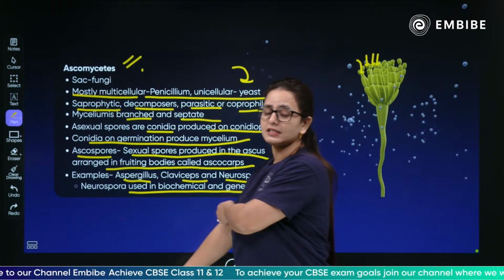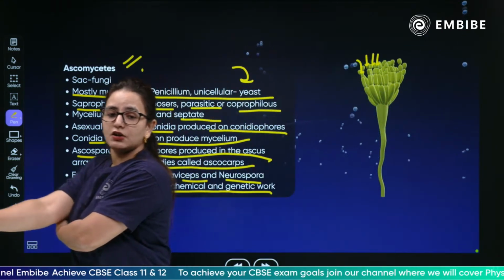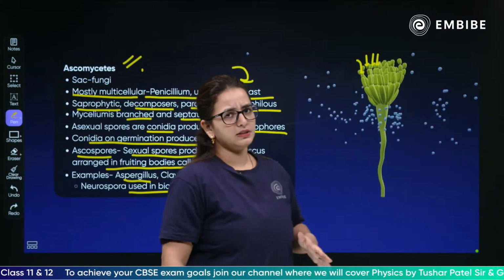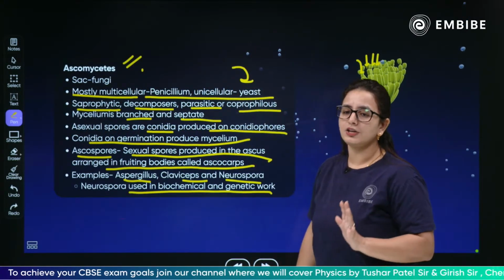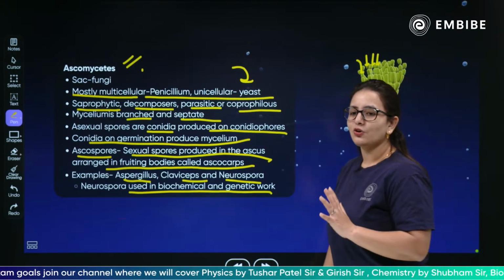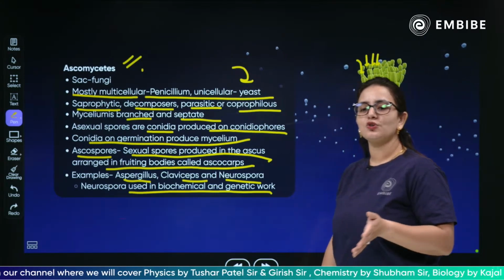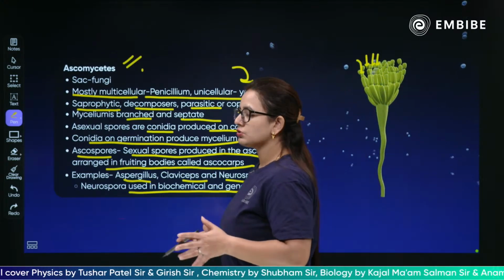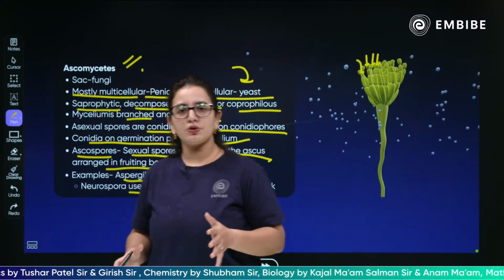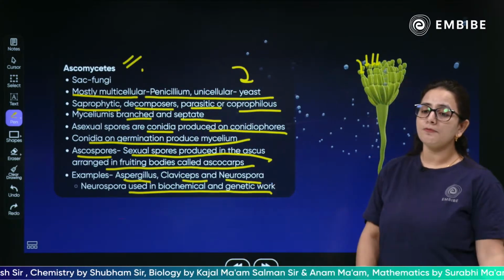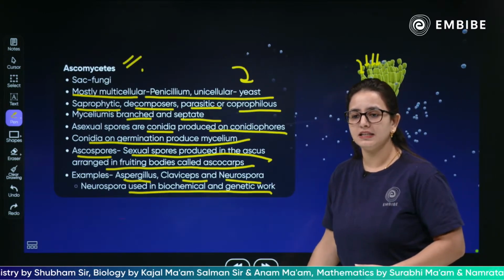Yes, Neurospora crassa is used a lot for the study of genetic material. It is also called the Drosophila of the plant kingdom, which is basically used for genetic study. They are used a lot in genetics to study genes, their formation and everything. It belongs to the kingdom fungi, class ascomycetes.